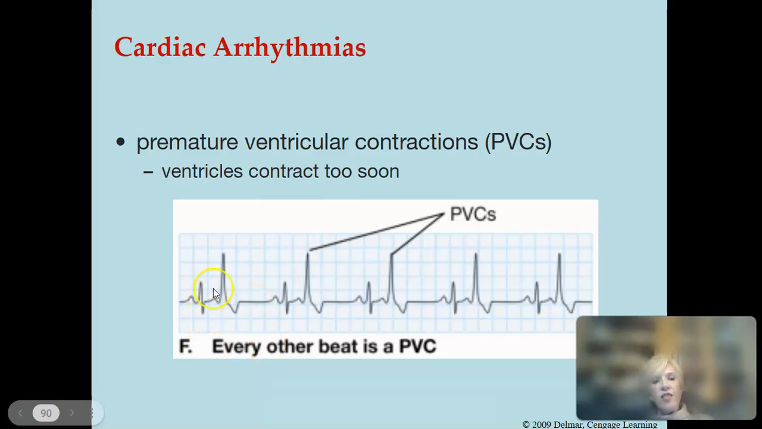But these are strange looking QRS complexes that do not have a P wave and don't have a normal T wave. In this one, you can see that they're having a PVC every other beat. This can also happen in dehydration. If someone is dehydrated, they can throw some PVCs as well.